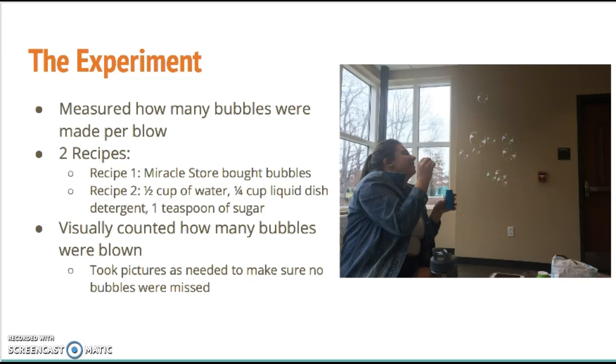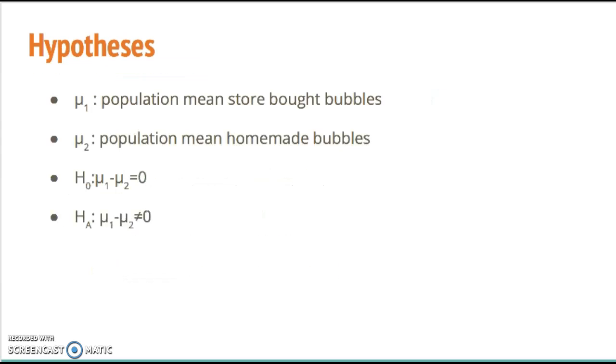The first recipe was store-bought bubbles from the Miracle Store. We got the second recipe off of the internet, and the recipe included half a cup of water, a quarter cup of liquid dish detergent, and 1 teaspoon of sugar. We visually counted how many bubbles were blown when there weren't that many, but when there was a good amount of bubbles, we took a picture of all the bubbles and counted the bubbles off of the picture. As you can see from the picture we included on the slide, taking pictures of the bubbles was very useful when it got hard to count the bubbles.